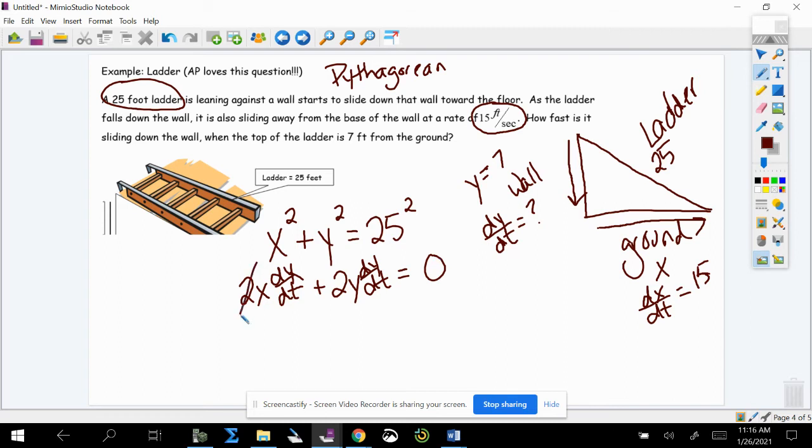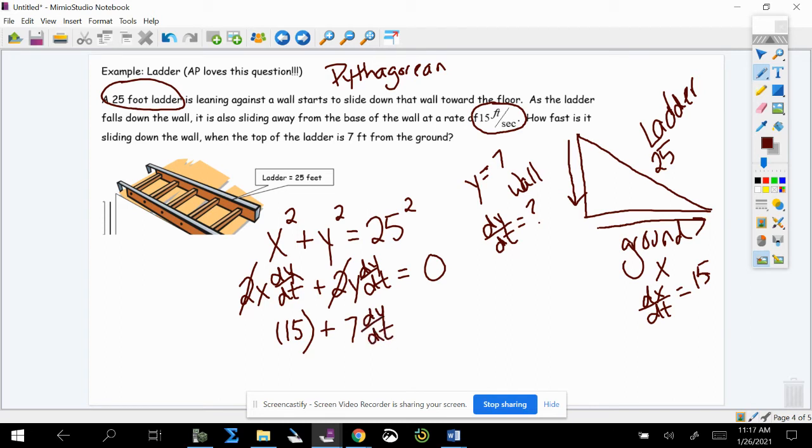If you want, you can cancel the 2's. Often I do that just so I'm working with smaller numbers. And then you can plug in what you know. So I know that my dx dt is 15, so I'm going to put that right there. I know that y is 7. I know that dy dt is what I'm looking for.